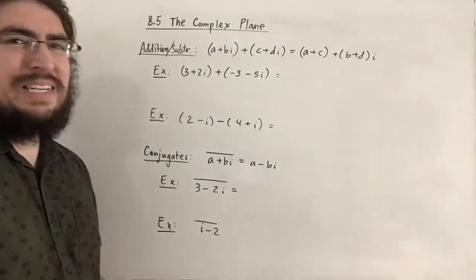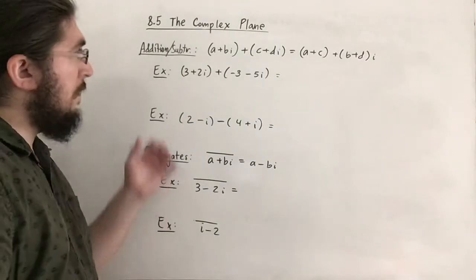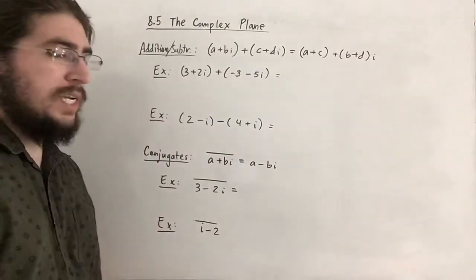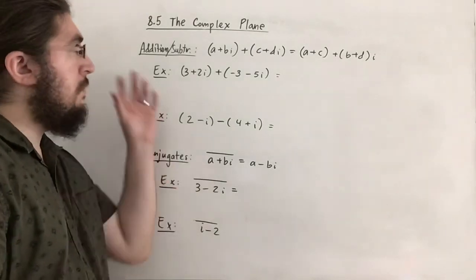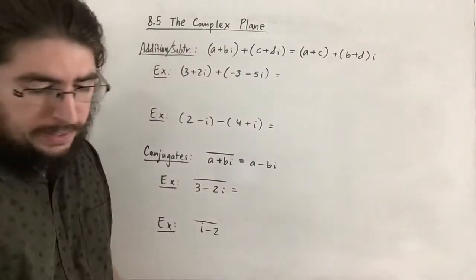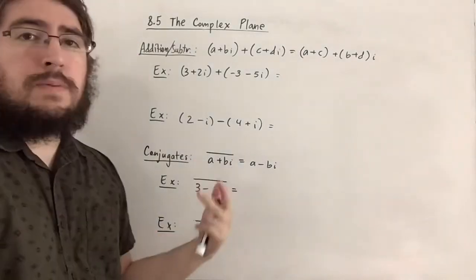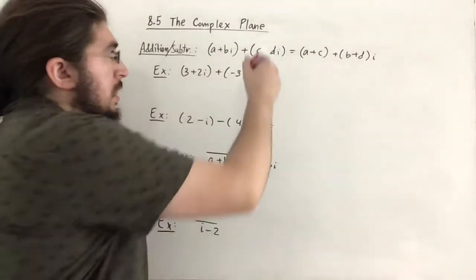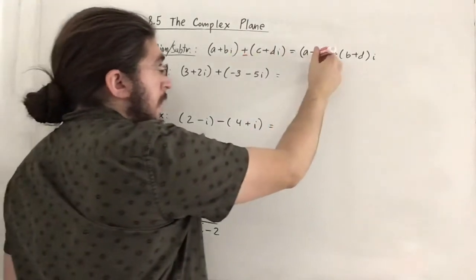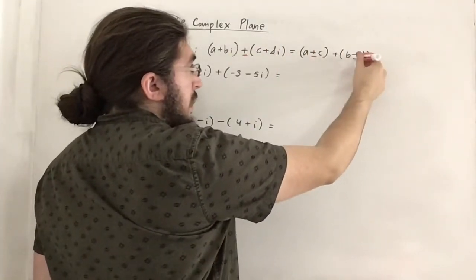All right, so the next and basically last things I want to talk about are addition and subtraction and conjugates. And I'm of course going to relate to what actually happens in the complex plane, but to add or subtract two complex numbers, we basically just combine like terms, and essentially what it is is adding component-wise. Similarly for subtraction, it would be a minus c and b minus d.